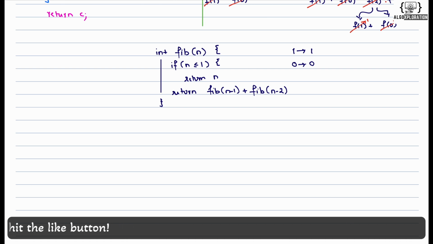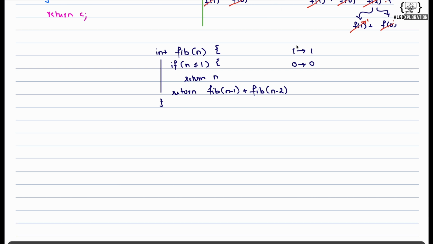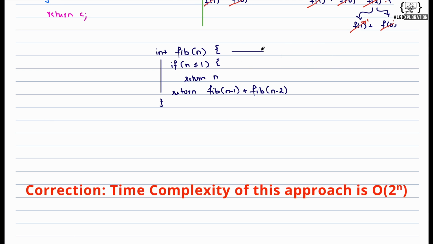So this is the algorithm to find the Fibonacci number. What will be the time complexity of this? It will be simply n, and the space complexity will be order of n because it is using a stack. I hope you got this now.